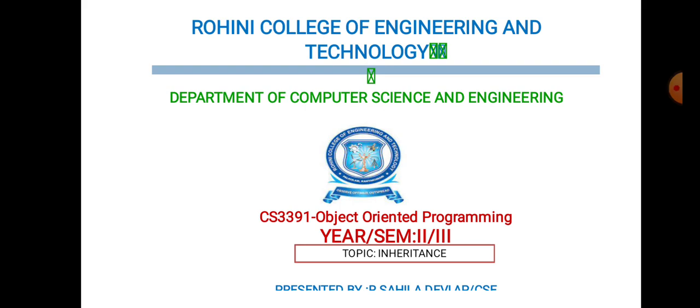Today we are going to discuss the subject CS3391 Object Oriented Programming. In Object Oriented Programming, today we are going to discuss the topic of inheritance. The outcome of learning this module is that, on successful completion, the student should be able to write Java programs using inheritance.